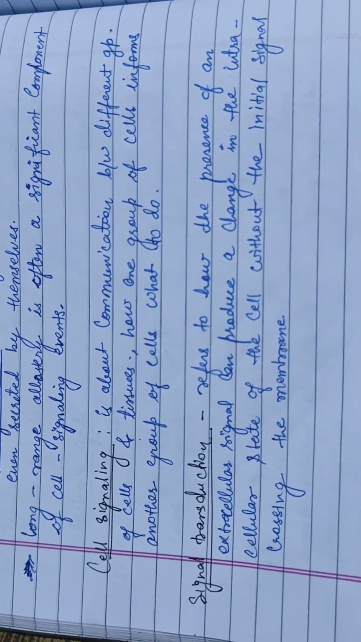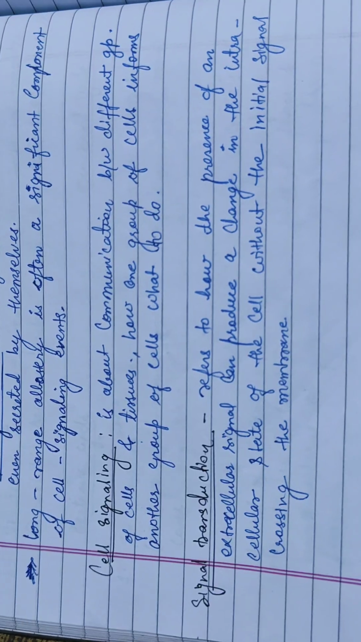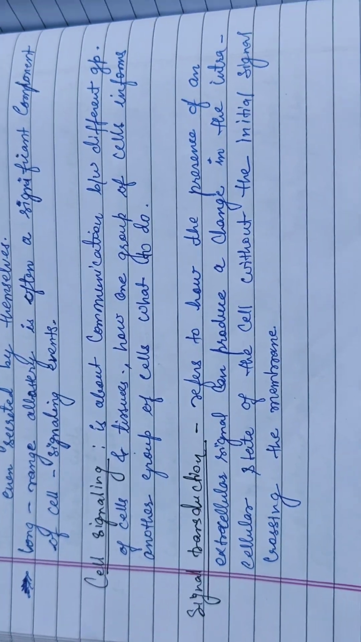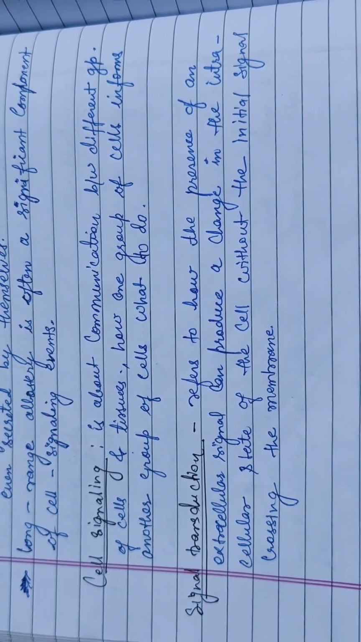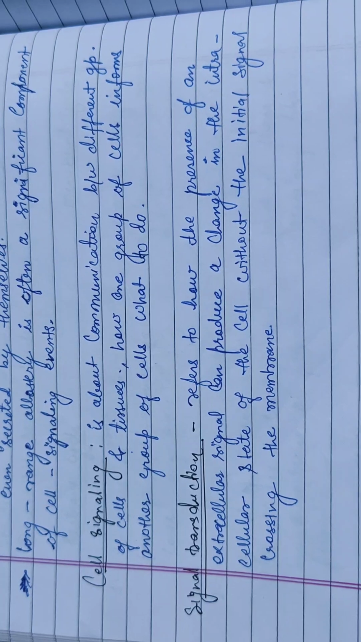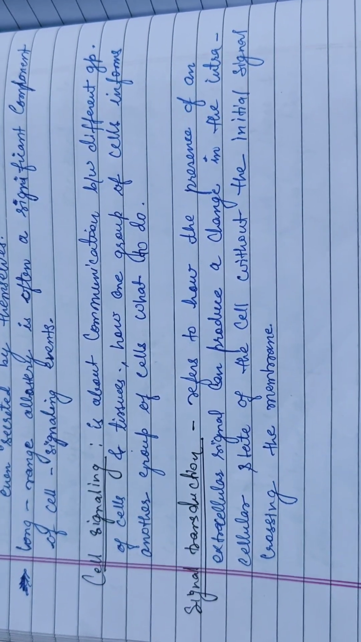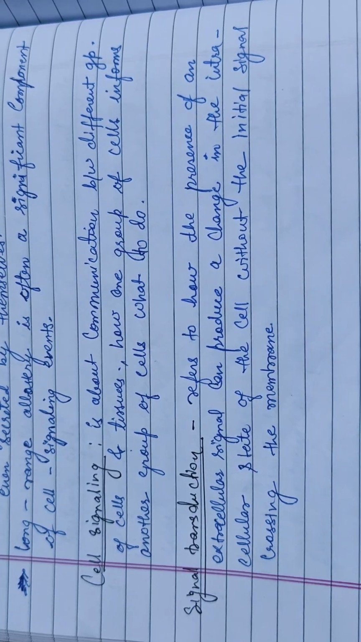The term cell signaling is about the communication between different groups of cells and tissues, and how one group of cells informs another group of cells what to do. While signal transduction refers to how the presence of an extracellular signal can produce a change in the intracellular state of the cell without the initial signal crossing the membrane.